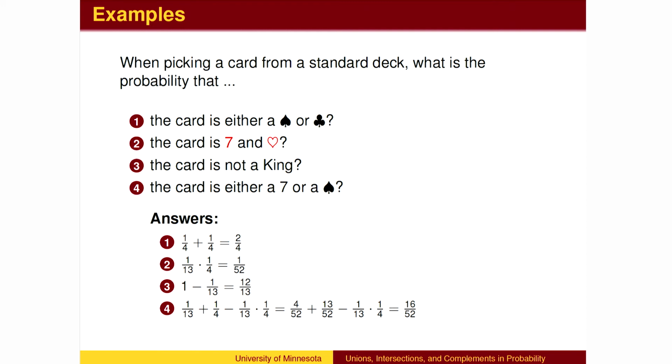In the last example, we need to account for the overlap. There are 4 sevens and 13 spades, which makes 17 possibilities. But we counted the 7 of spades twice, so we subtract the overlap to get 16 out of 52.